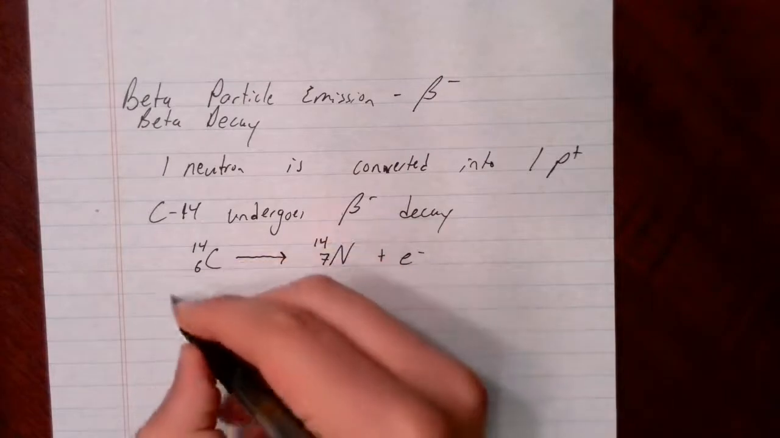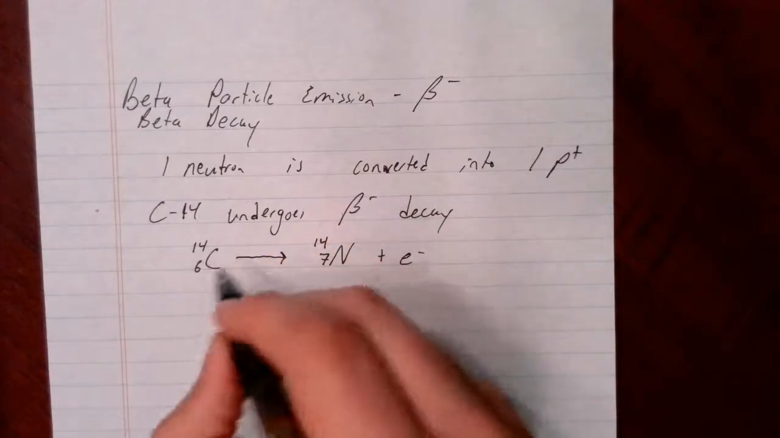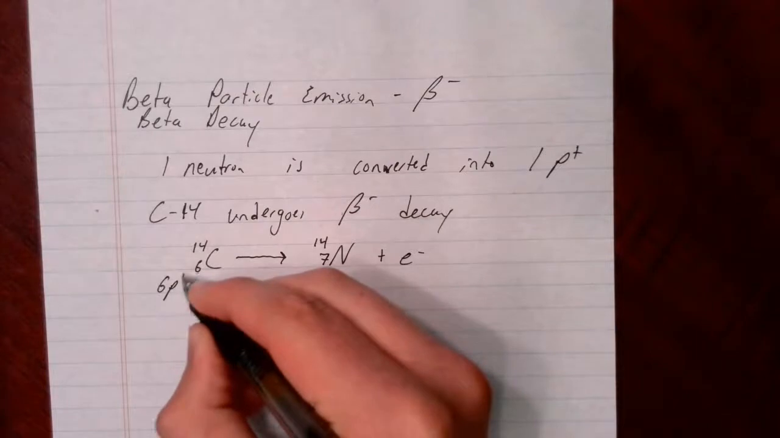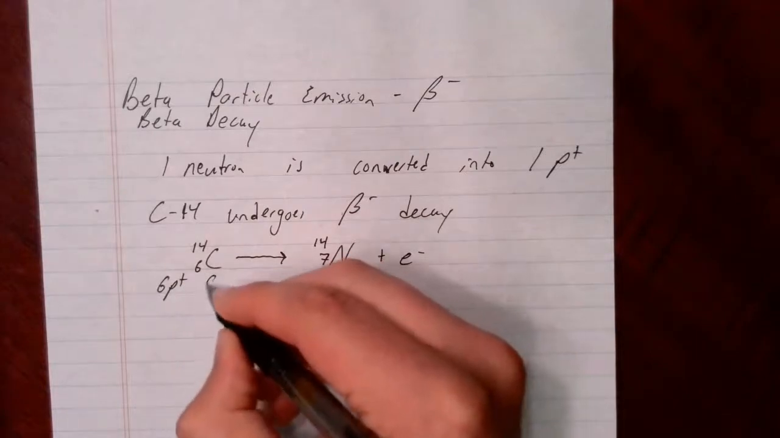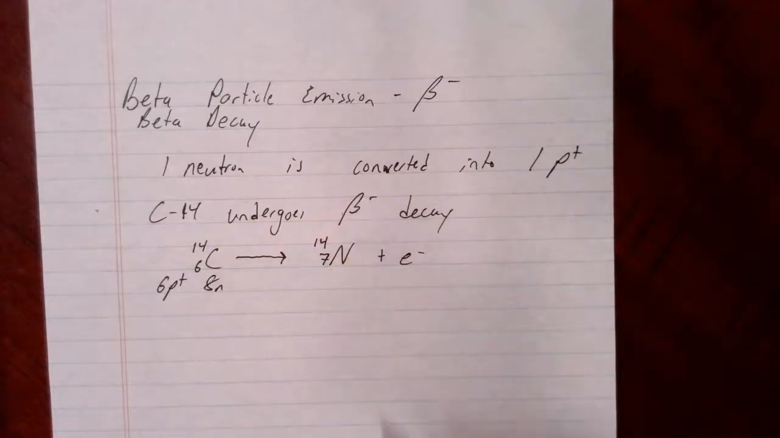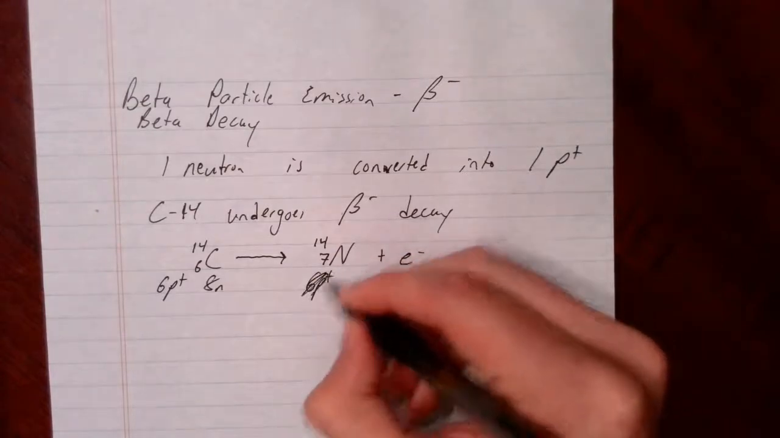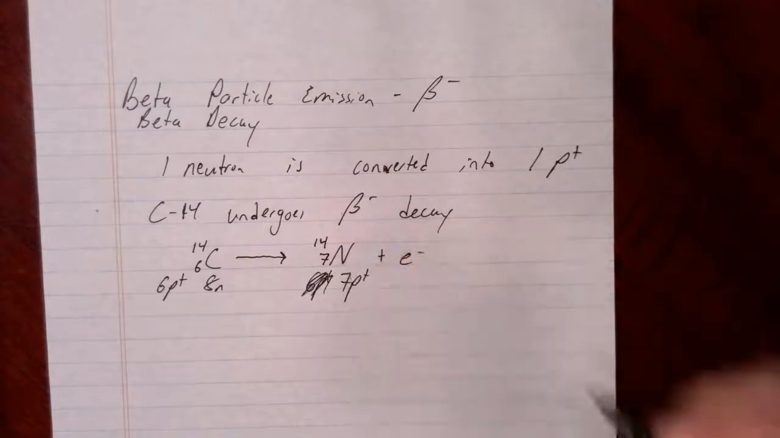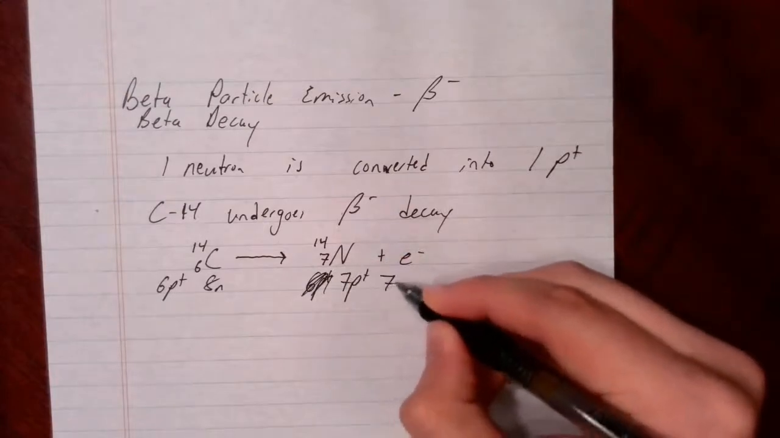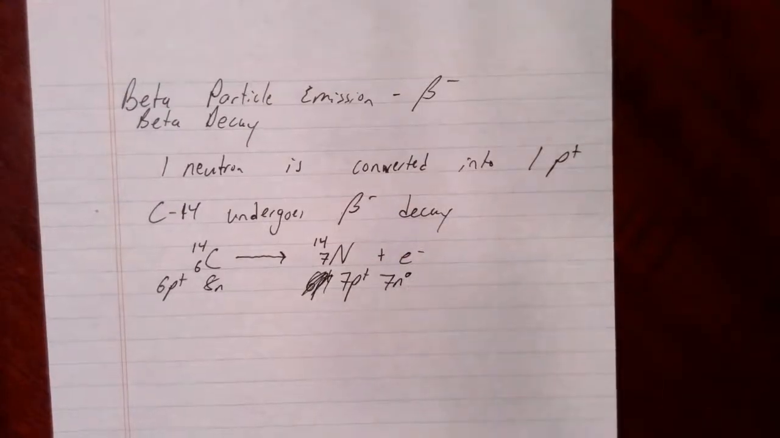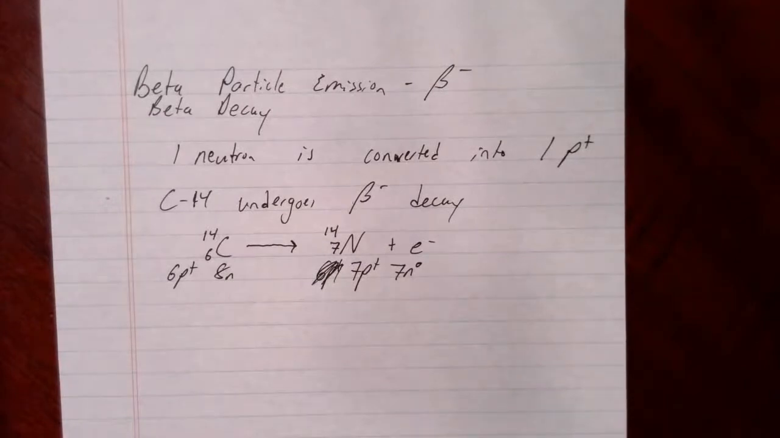So let's go ahead and label these. Here on the reactant side, the parent nuclide, I have 6 protons, and then I have 8 neutrons. Okay? So on the daughter side, I have 6 protons. Excuse me, I don't have 6 protons. I have 7 protons because the atomic number changed. So that means I also have 7 neutrons.